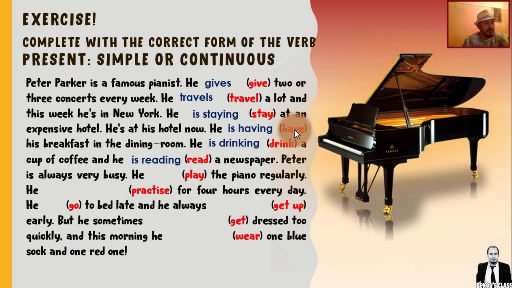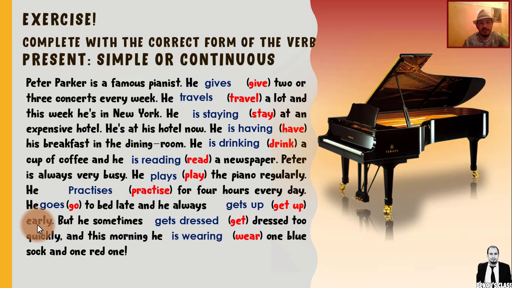Peter is always very busy. He plays the piano regularly. So we have here regularly, it means it's a habit, a routine. He practices for 4 hours every day. So we have every day. He goes to bed late and he's a night owl. He goes to bed late and he always gets up early, and he is an early bird. He gets up early, but he sometimes gets dressed too quickly. And this morning he is wearing one blue sock and one red one.